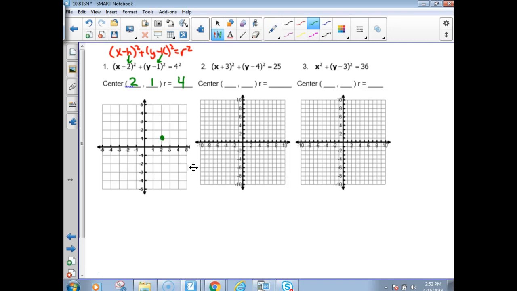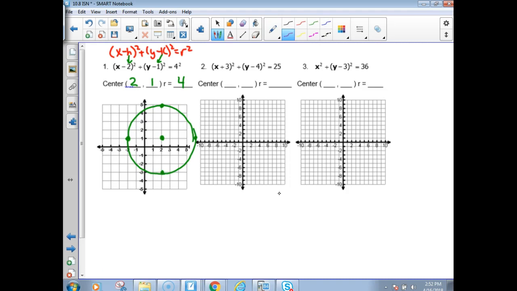And then you are supposed to count right 4, 1, 2, 3, 4. Since it's not available on the grid, I don't know why we gave one that doesn't fit on, but I'll estimate it. It's about there. And then I'm going to go left, 1, 2, 3, 4. Up 4, and down 4 from the center. And then sketch my circle.